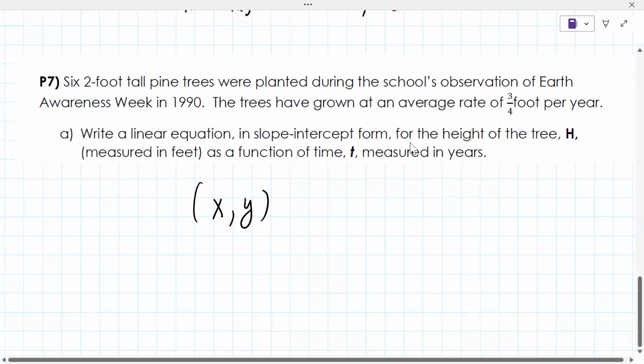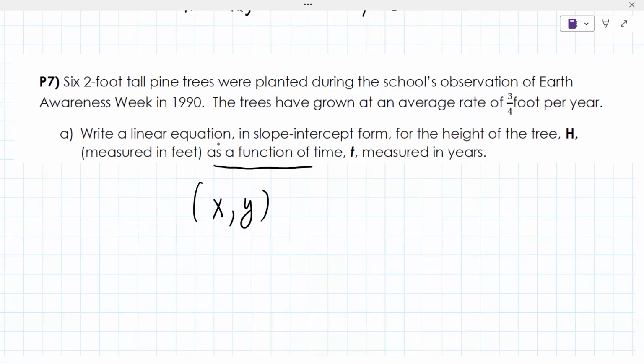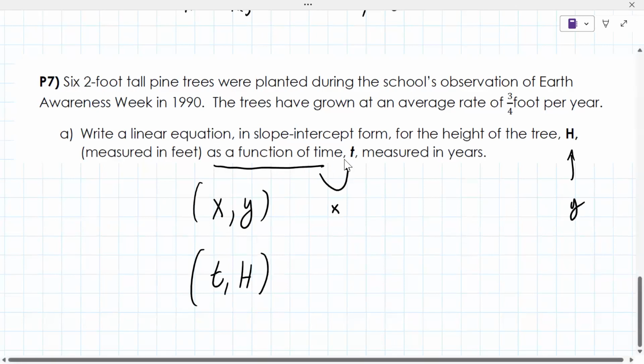Okay. Height of the tree as a function. So whenever it's the function of, that's your X. And the other one is your Y. So again, it's T comma H. Now it's not always T, but it often is. It often is T, H. So what is the initial height of the pine tree? The initial height of the pine tree.